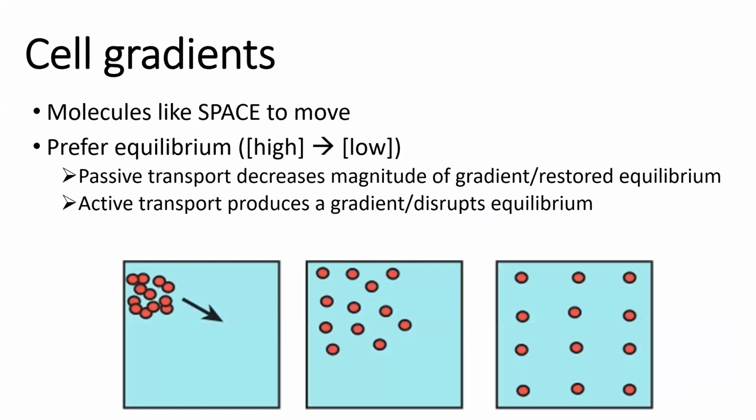Okay, so molecules like space to move. They want to be in equilibrium. So when we talk about passive transport processes, it's like taking this solute, pouring it into this beaker, for example. You can see it starts spreading apart, and then it's all equal within the beaker.